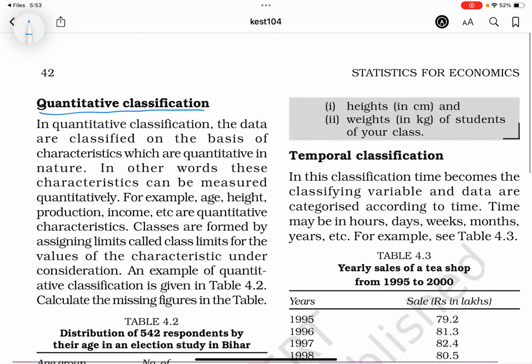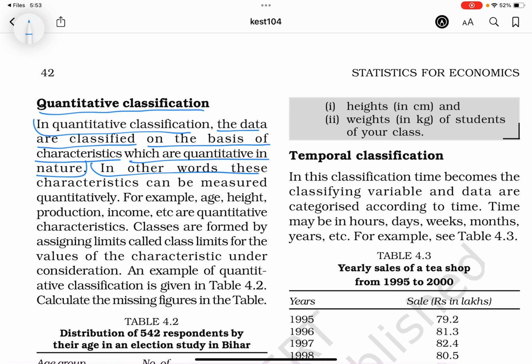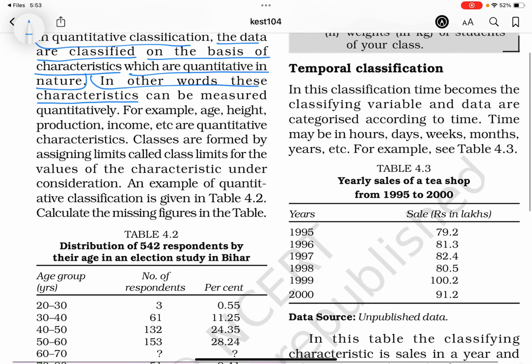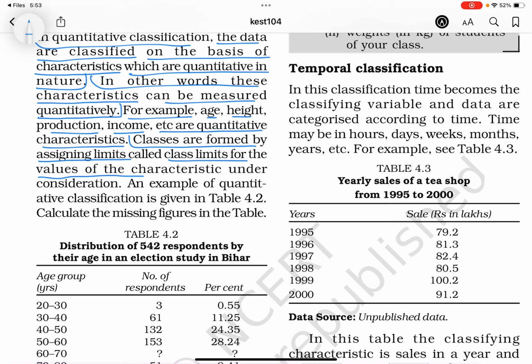Quantitative classification. In quantitative classification, the data are classified on the basis of characteristics which are quantitative in nature. In other words, these characteristics can be measured quantitatively. For example, age, height, production, income, etc. are quantitative characteristics. Classes are formed by assigning limits called class limits for the values of the characteristic under consideration.